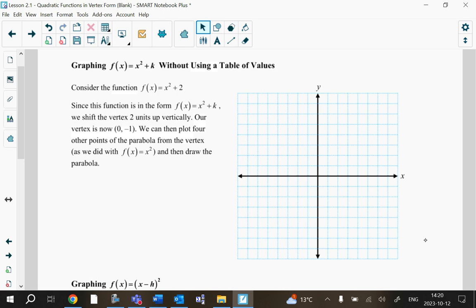We're good? So instead of the vertex, this is how we do it without the table of values. Instead of the vertex being at 0, 0, this tells us we've got to go up 2. So the vertex is going to start here. How do we get the next 4 points? 1 across, 1 up to get 2. Back to the vertex, 2 across, 2 squared, or 4 up. No table of values required. Okay?